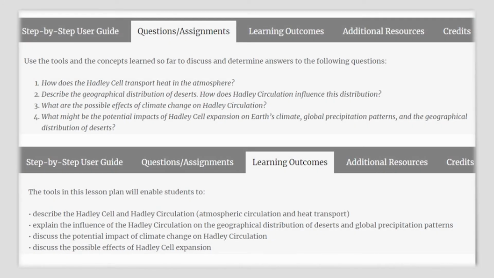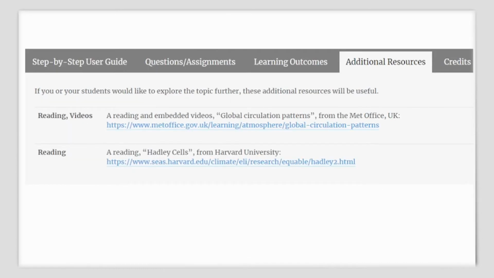The learning outcomes. The tools in this lesson plan will enable your students to: 1. Describe the Hadley cell and Hadley circulation, atmospheric circulation and heat transport. 2. Explain the influence of the Hadley circulation on the geographical distribution of deserts and global precipitation patterns. 3. Discuss the potential impact of climate change on Hadley circulation and discuss the possible effects of Hadley cell expansion. If you or your students would like to explore this topic further, these additional resources listed here might be useful.